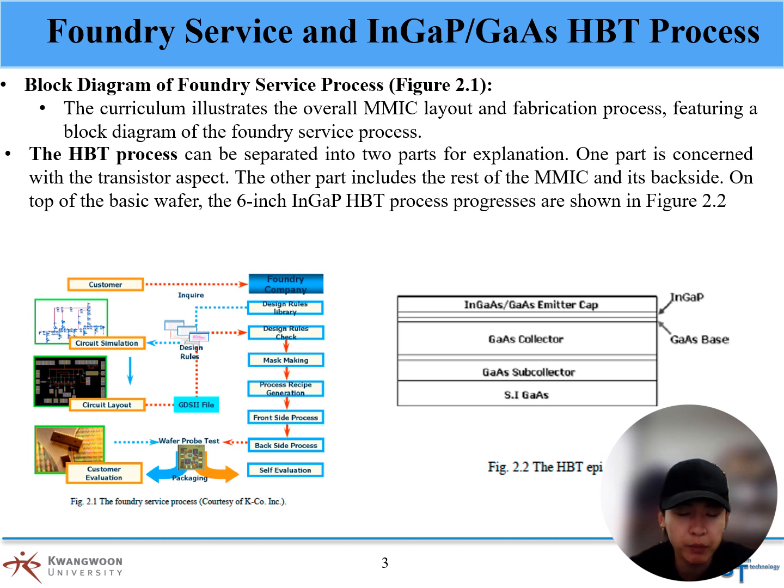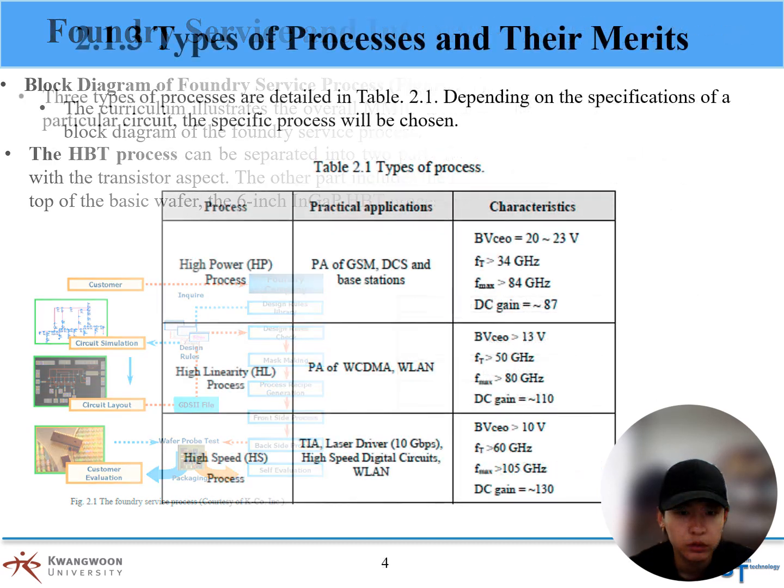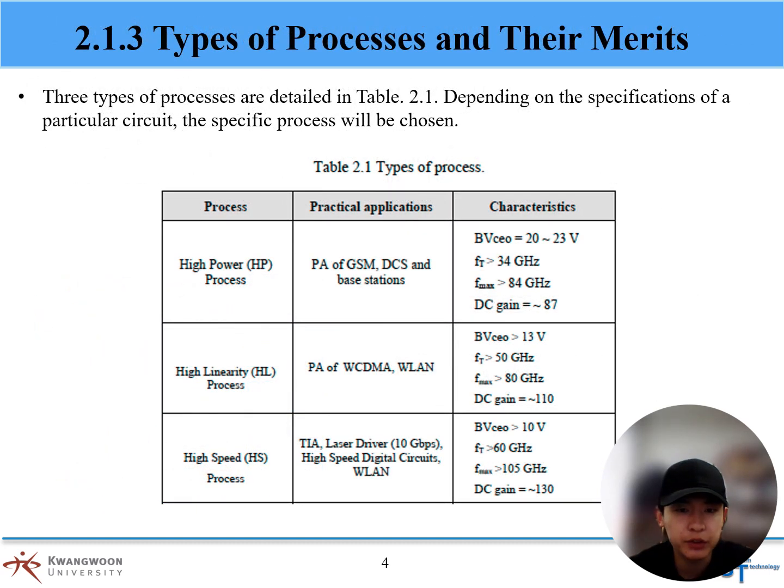On top of the basic buffer, the 6-inch InGaP HBT processes are shown in Figure 2.2. Three types of processes are detailed in Table 2.1. Depending on the specification of a particular circuit, the specific process will be chosen.